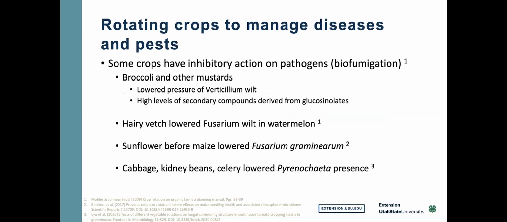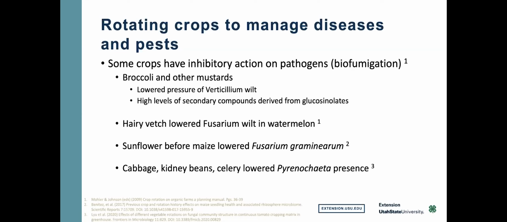idea of biofumigation. So the crops that have inhibitory action on pathogens. So there's lots of research. I'm just showing some examples here, but it was shown broccoli and other mustards were lowering pressure of Verticillium wilt. And that was due to some of their secondary defensive compounds that they're exuding. Hairy vetch was shown to lower Fusarium wilt in watermelon that was grown after it, and sunflower that was rotated in before maize was lowering a Fusarium species.